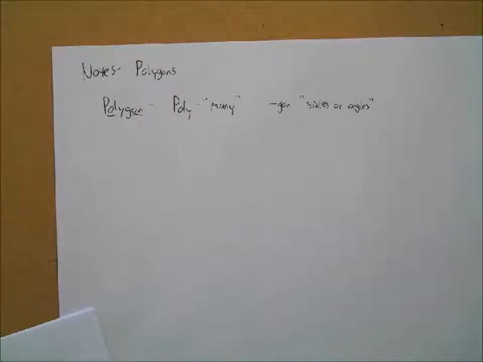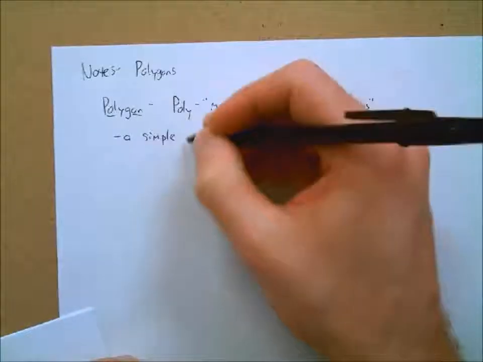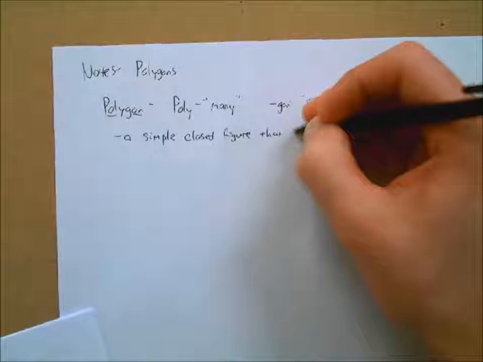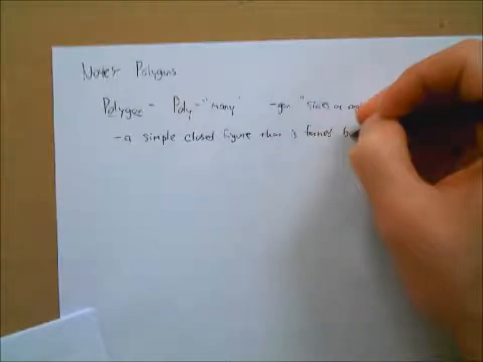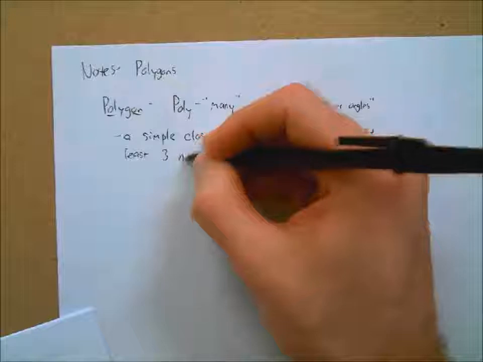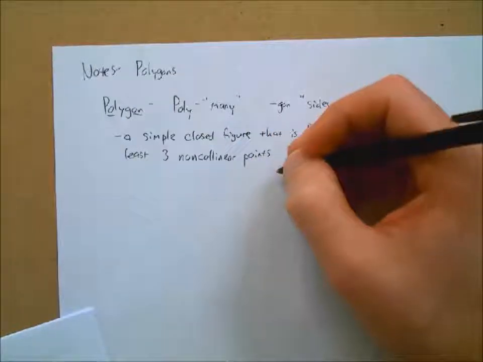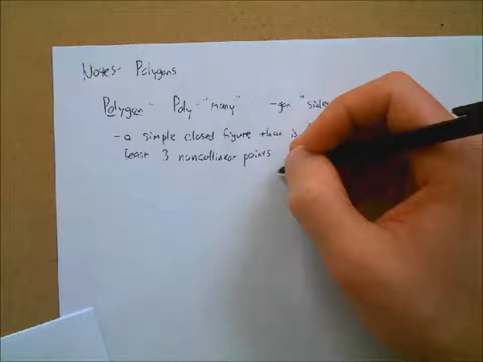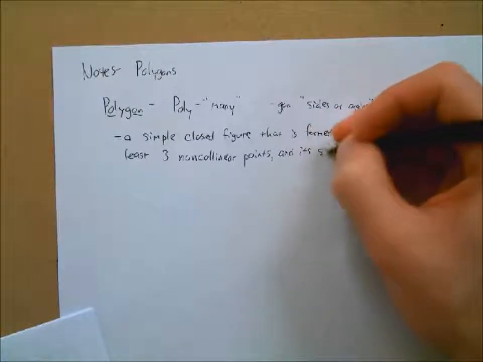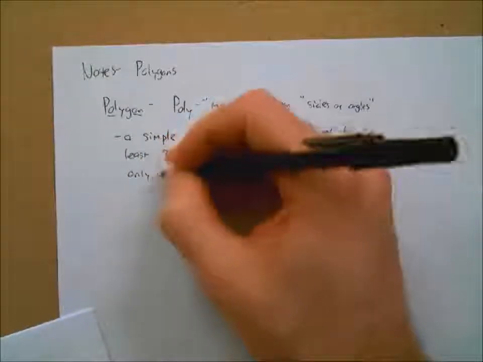So, what's a good kind of mathematical definition? A polygon is a simple closed figure that is formed by at least 3 non-collinear points, and its sides intersect only at endpoints.